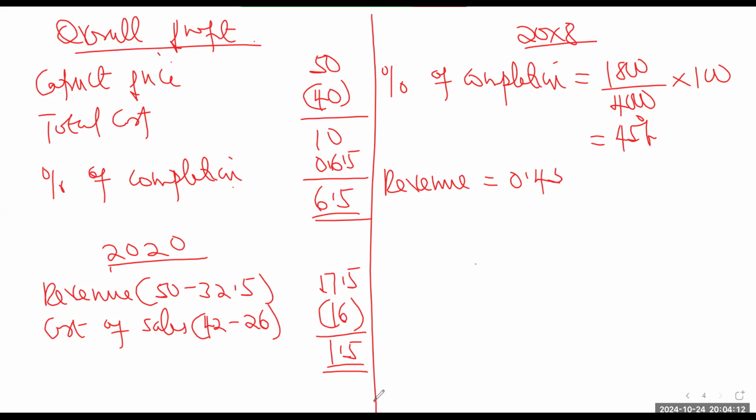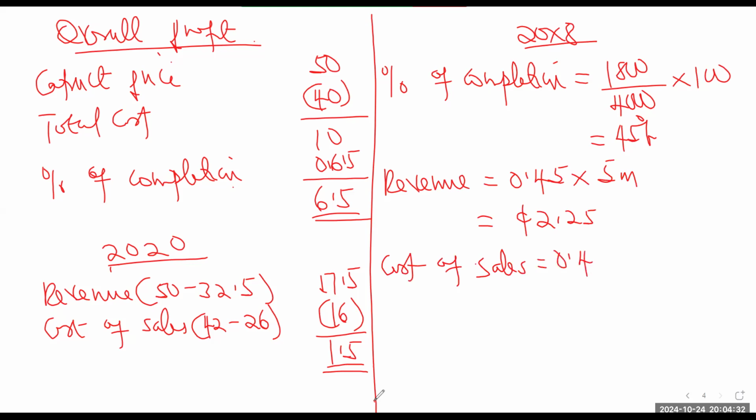5 million. Okay, so that will give us 5 million. What are we having? 2.25 million. What will be the cost of sales? Cost of sales will still give us the 1.8 million.